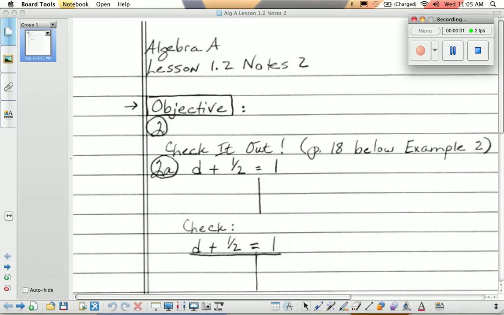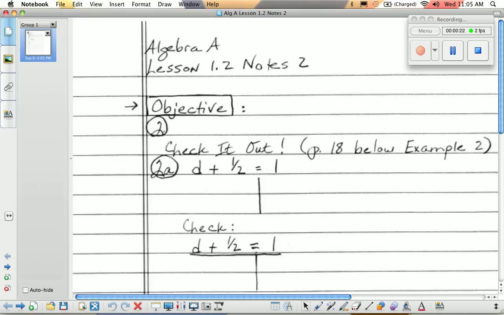Turn in your books to page 18. Let's find the second objective in this lesson. Remember, objectives are always above the example problems. Well, if it's the second objective, it's probably above the second example problem. So what's our second objective, Isaac? Solving equations by using subtraction.